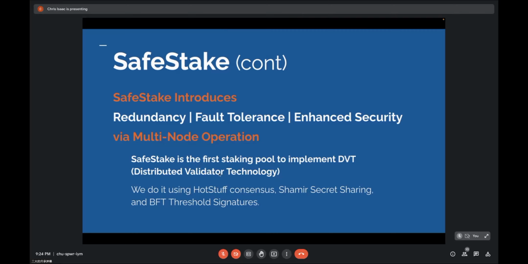Our tech stack uses HotStuff consensus, Shamir secret sharing, and BFT threshold signatures, as well as multi-party computation. There are a number of things in the background of the tech stack that all come together to do this.